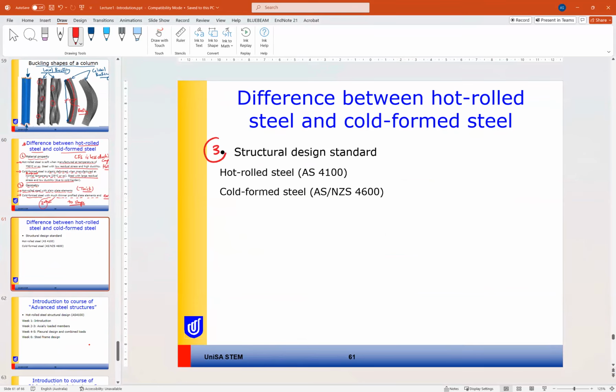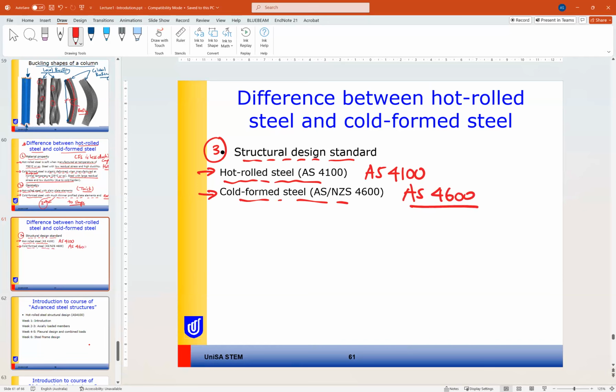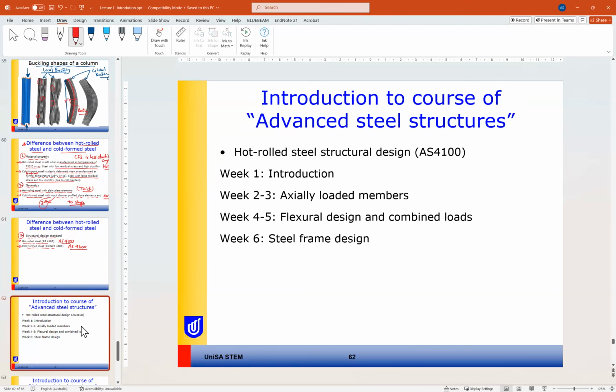For structure number 3, another difference, each one of them has different Australian standards. So hot rolled steel is designed by AS 4100. Cold formed steel is designed using AS 4600. Because the design consideration for each of them is different due to the thick and thin nature of both of them, they are not following the same standards. But generally, same concepts, but a little bit different parameters and different formulas due to the thin and thick shape of both of them.